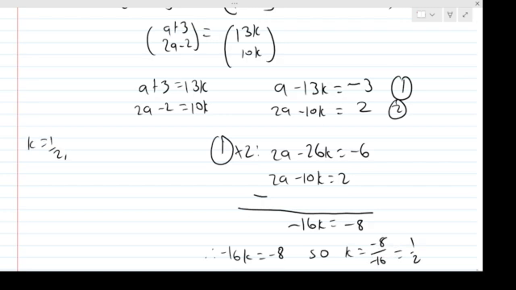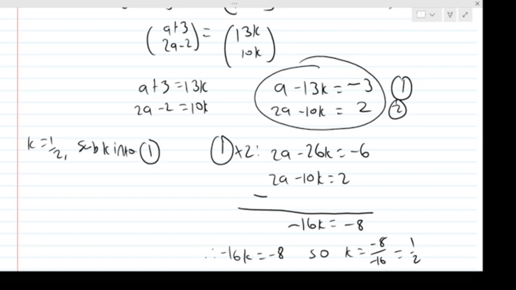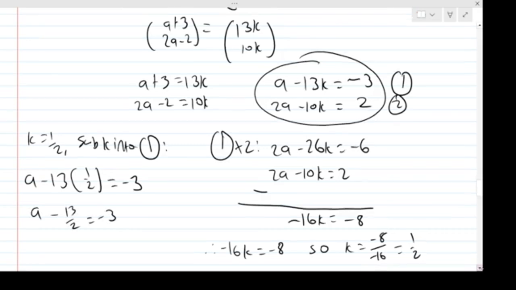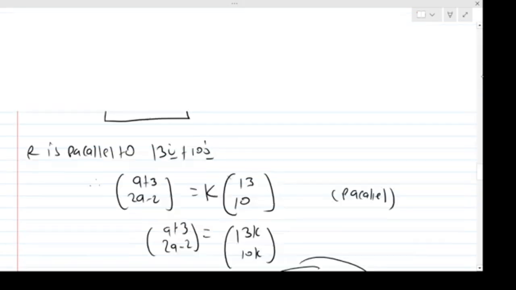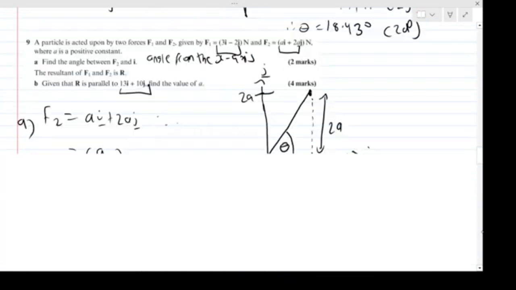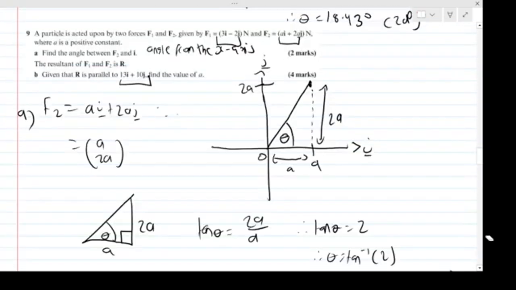Then to find a, I can substitute it into either equation here. I'm going to substitute it into the first one. So I'm going to get a minus 13 lots of k, so 13 lots of a half, equals minus 3. So a minus 13 over 2 equals minus 3. That means a, if I do minus 3 add 13 over 2, I get 7 over 2. And that is my value for a there. Yes, my value of a. And there we are. Cool.